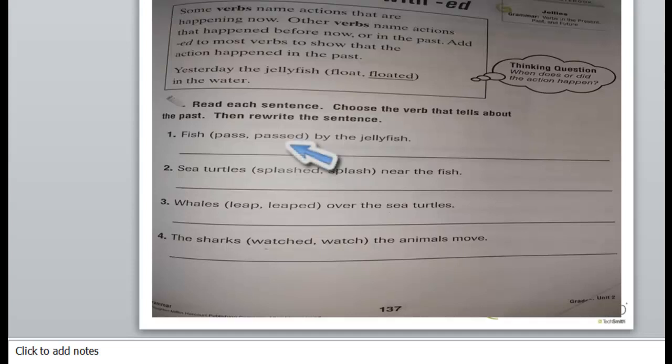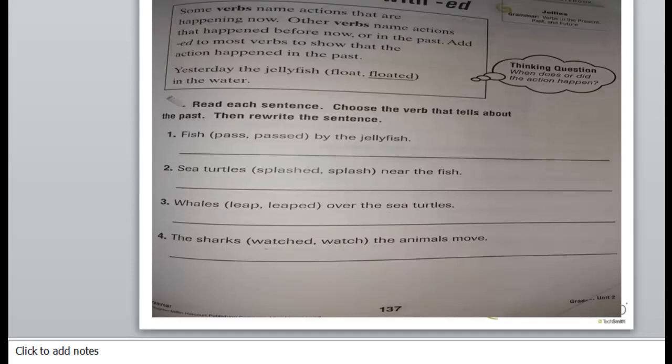Can I choose pass? Well, I can, but the title of the question, what is it? Past tense or present tense? Past tense. So we're gonna choose here what? The past tense. Okay? Got it? Good, guys. So, fish passed by the jellyfish. Good, guys. Okay, so number 2.